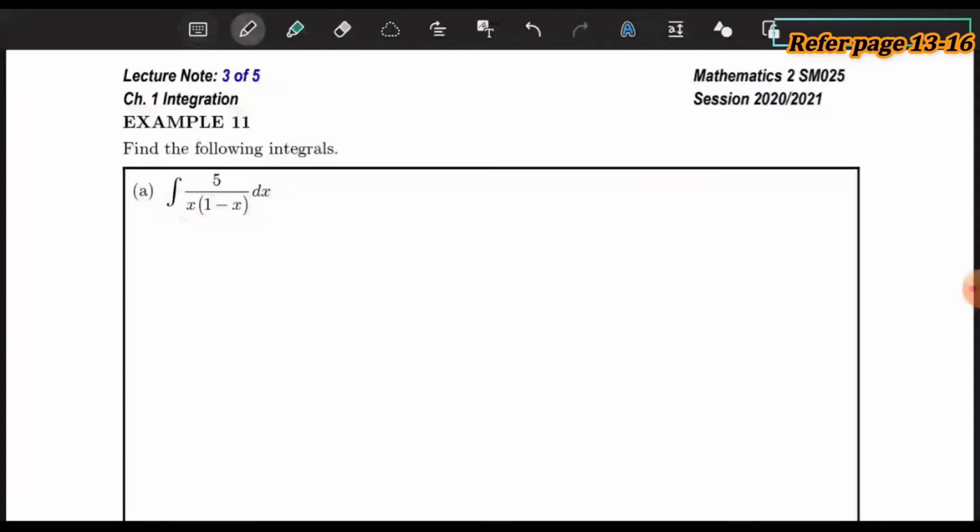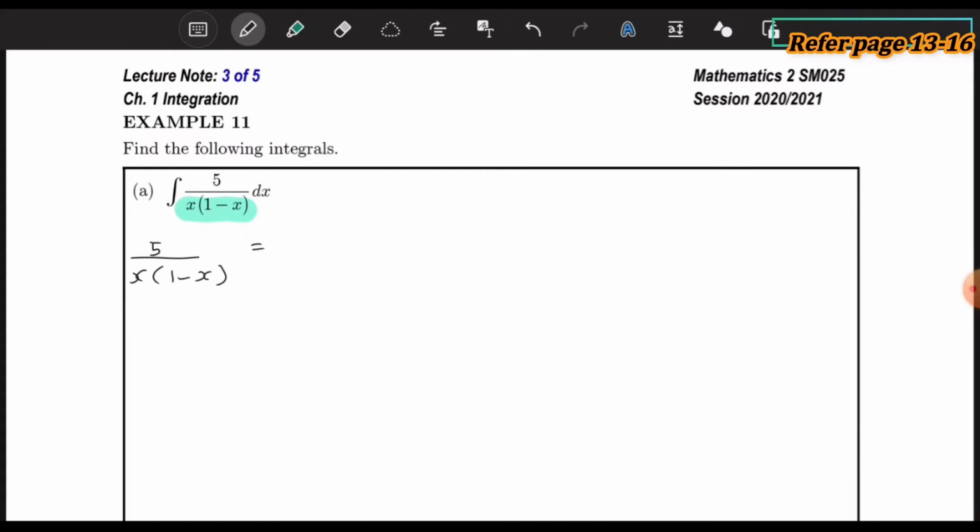Integrate 5 over x times 1 minus x. If you notice here, we have factor form as the denominator. Usually, we will use partial fraction. What is the type of factors in your denominator? Yes, this is a linear factor. So, we take out the function 5 over x times 1 minus x equal to, we ignore the integral first.